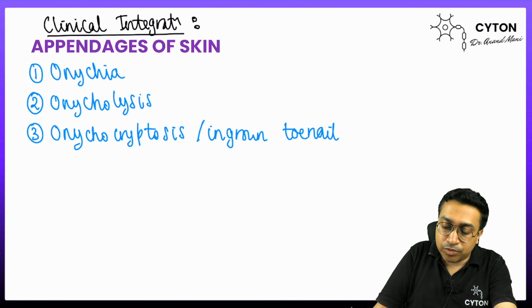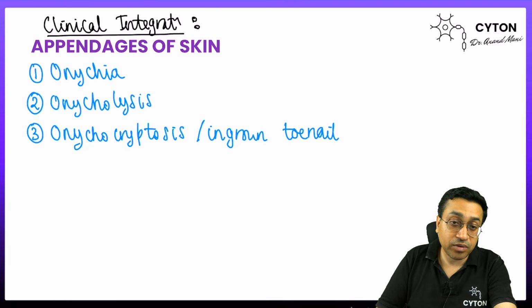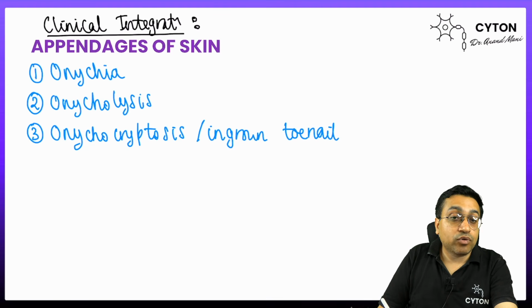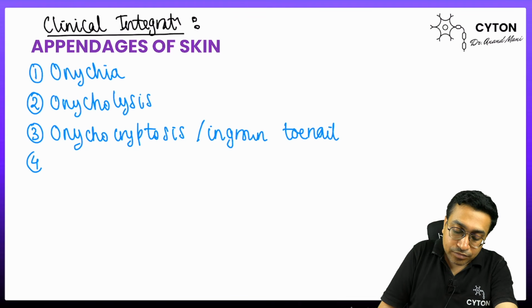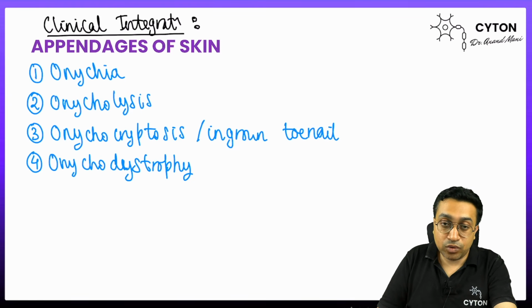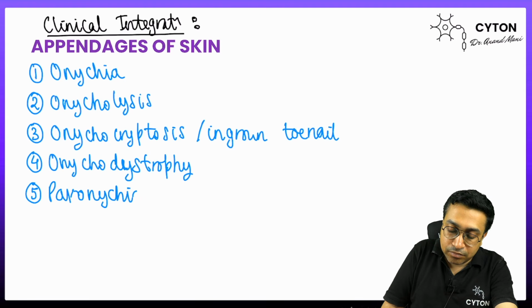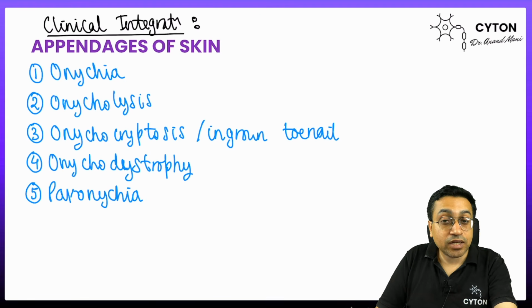In the dermatology postings, you will get to see these cases. It is a painful condition characterized by penetration of the ingrown toenail towards the lateral nail fold. Okay, it is a very painful condition obviously. Then you have onychodystrophy. Onycho means nail, onycho is a common word. Onychodystrophy is deformation of the nail. Then you have paronychia. Paronychia is bacterial or fungal infection of the nail base. Again, very common thing.